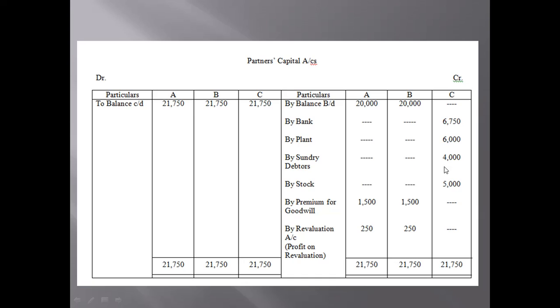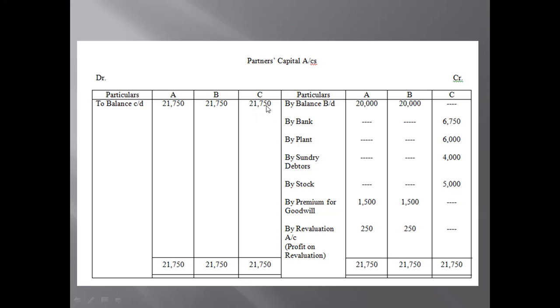And what about C now? What about C? Now look at the question. In the question, it is mentioned that C will make his capital equal to that of each of the other partners. So C will also make his capital equal to A and B. So A and B, how much capital do they have? 21,750 each, isn't it? So C's capital also should be 21,750. So now write the amount 21,750 here.